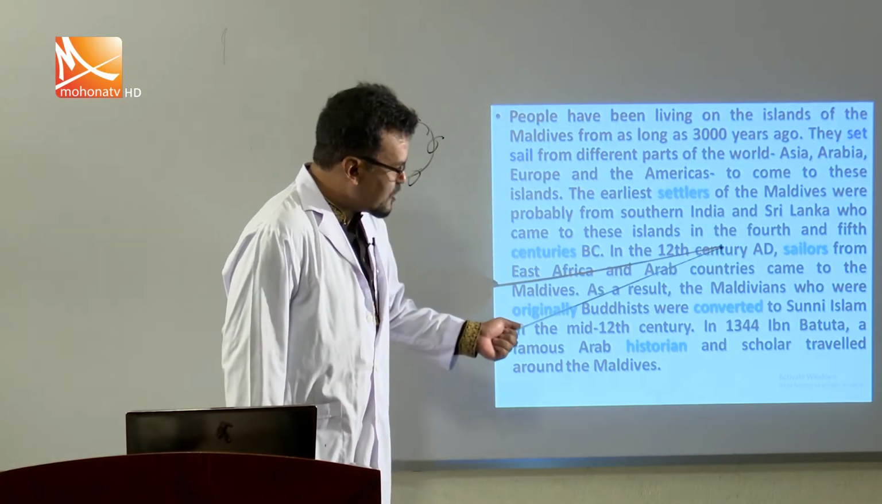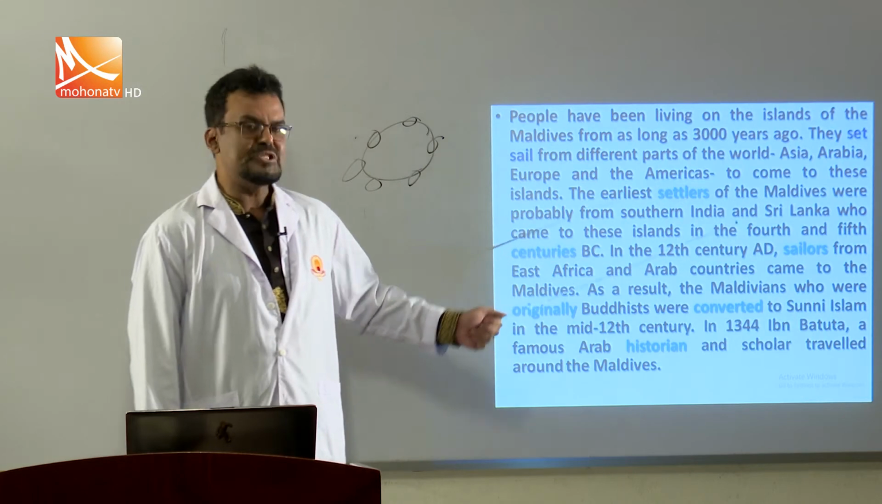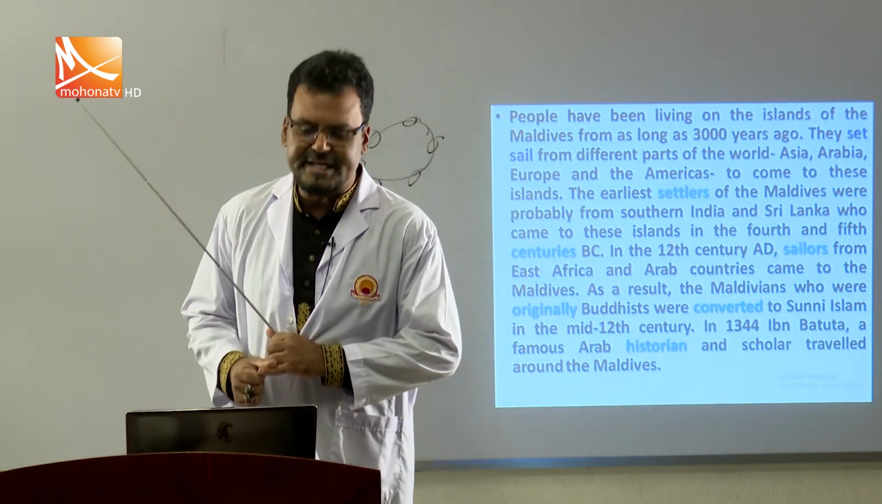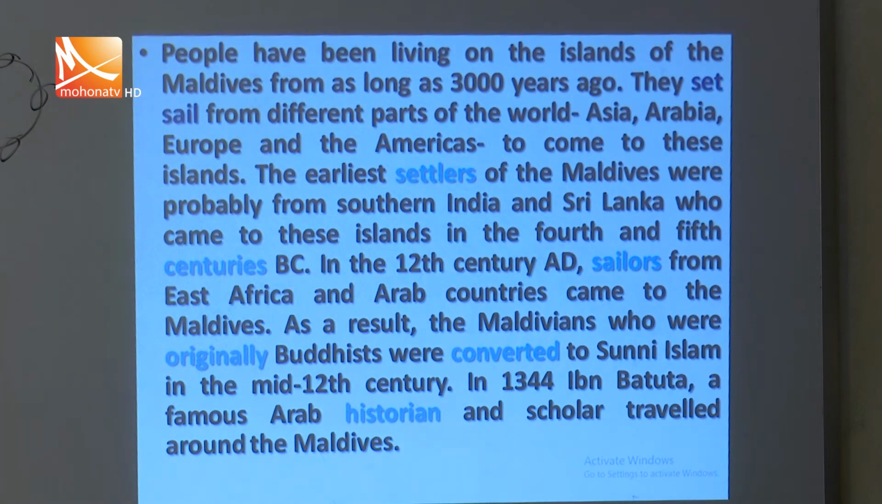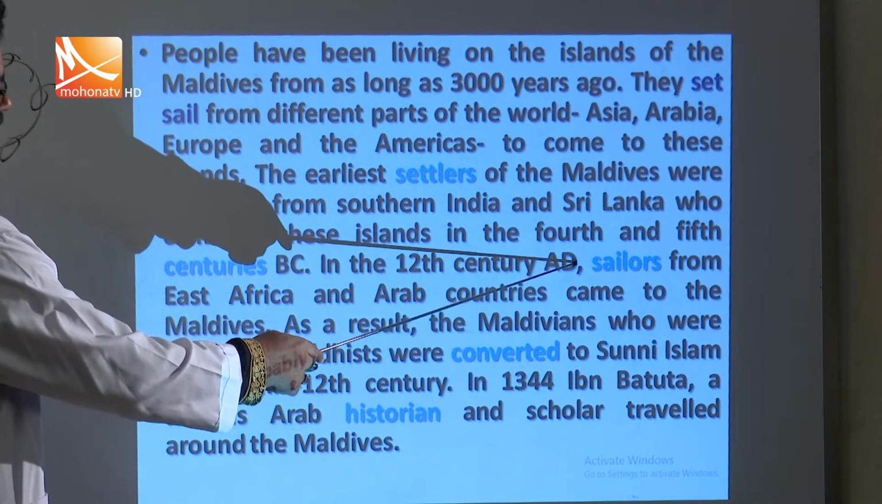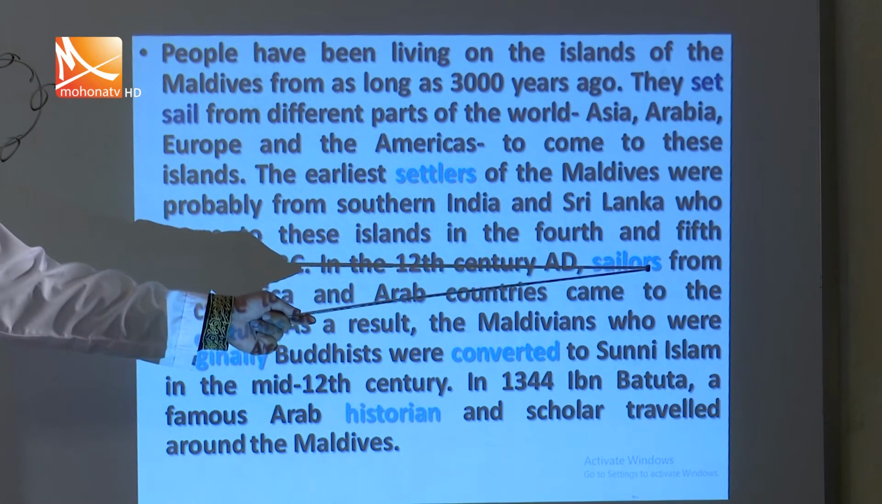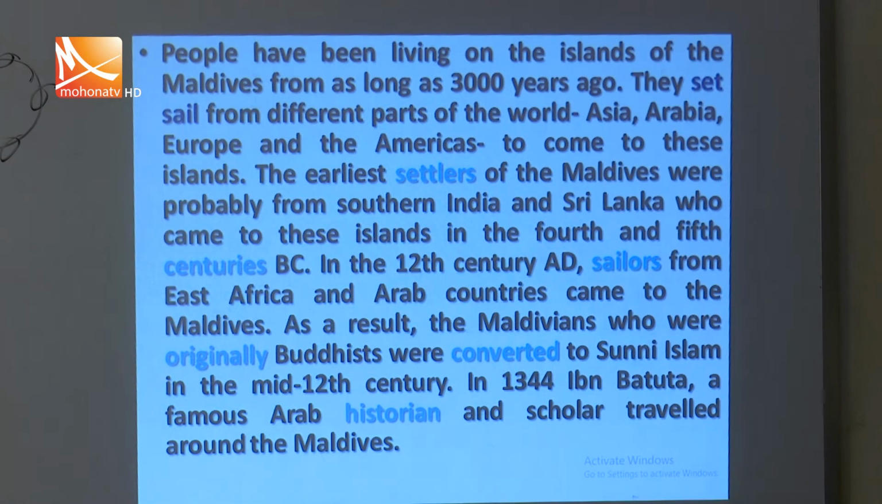In the 12th century, century means 100 years. You know, decade is 10 years, and 100 years is equal to 1 century. So in the 12th century AD, sailors from East Africa and Arab countries came to Maldives. So sailors, mariners who sail on the sea, came to the Maldives in the 12th century.